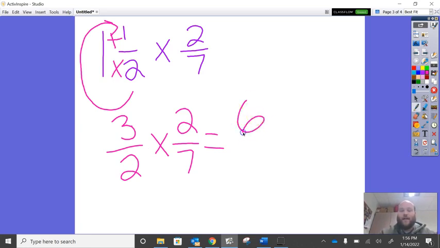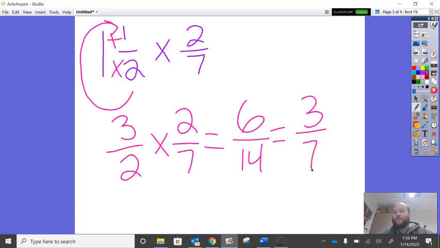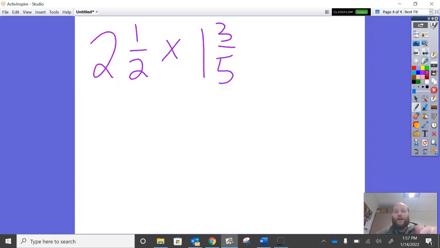So let's just do that. So I got 6/14. Both of those are even, so I know 2 goes into both of those. So I'm going to have 3/7, which those are both prime, so we're done there. So my answer for that problem would be 3/7. Again, not too challenging. Ultimately, all we're doing is just changing our mixed number to an improper fraction and multiplying. Okay, try this one on your own.